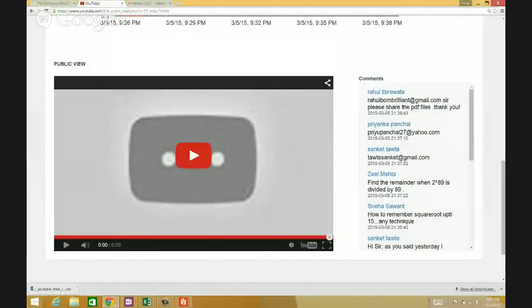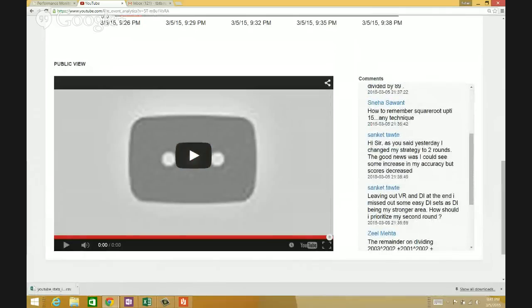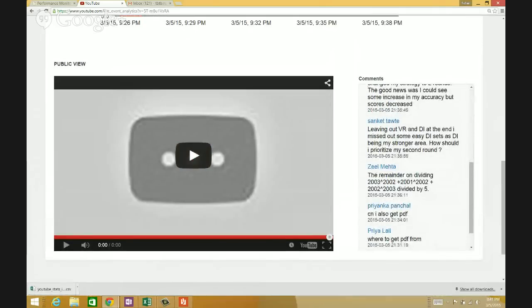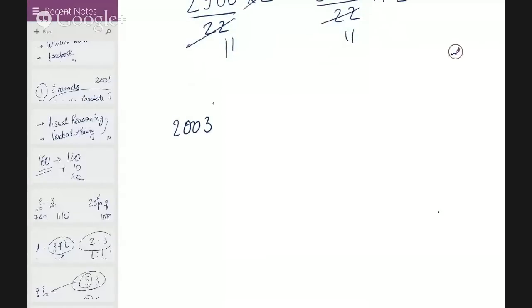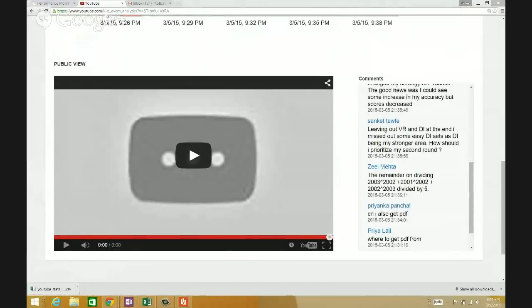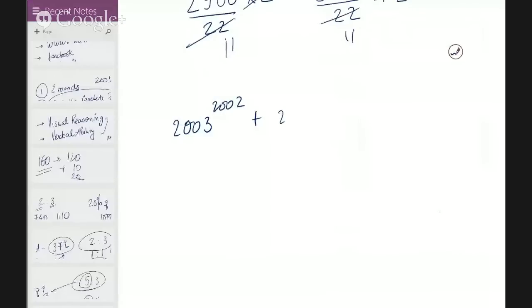Yeah, I will do that. Rahul, Priyanka, I'll do that too. Yeah, Zeel, let's talk. Find the remainder when it is 2003 by 2002. I'll write the question down. 2003 raised to 2002. Oh my god. Plus 2001 raised to 2002.